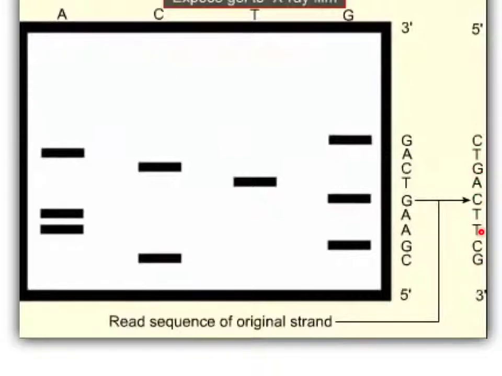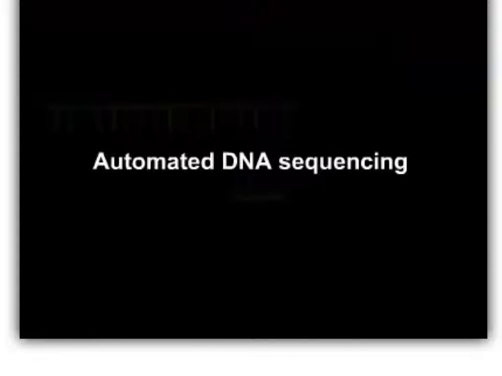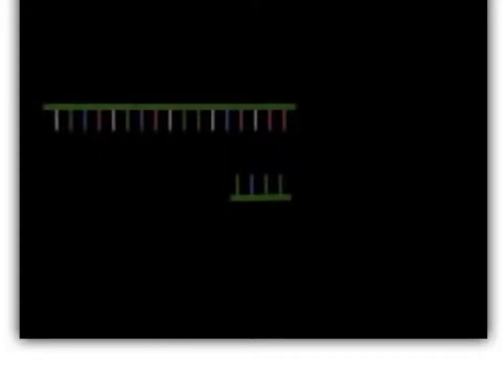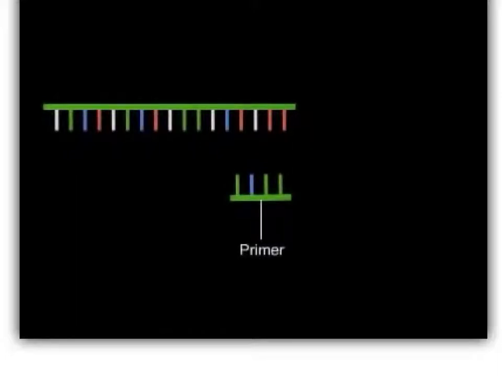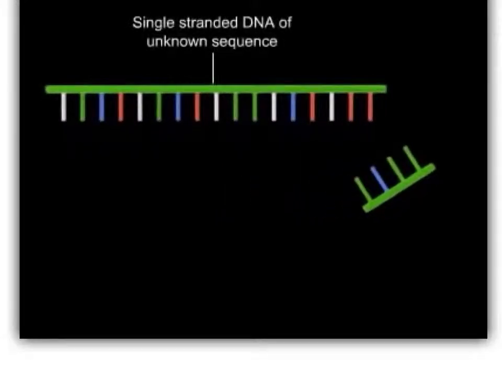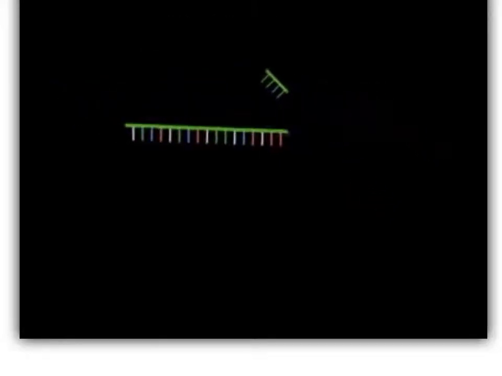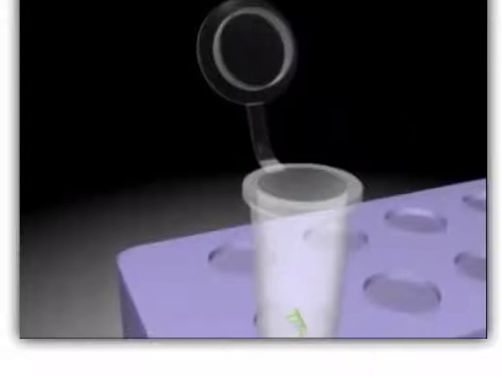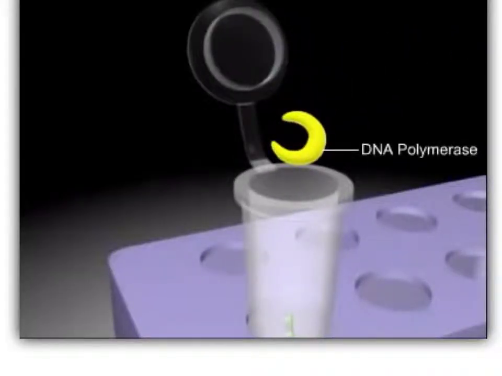For interest's sake, I'll let this run, and you can have a look at how another method of that is done also. So this is called automated DNA sequencing, where all of the different fluorescent markers and modified bases are put into the same tube, but there's a different fluorescent marker on every base. So here we've got our single strand unknown, our primer's added, the DNA polymerase is added, this is all in the same tube.